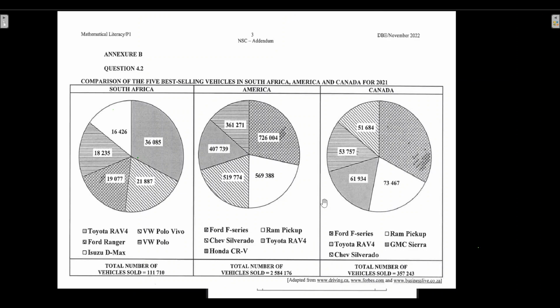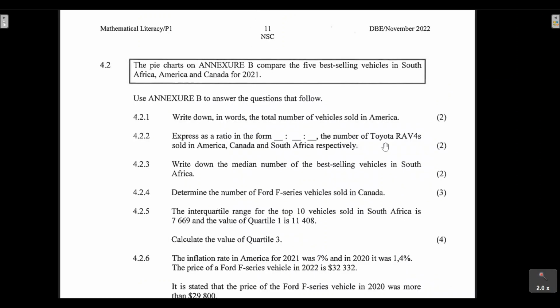Then for the best-selling vehicles in Canada, we've got the Ford F-Series, right? We've got the Toyota RAV4, the Chevy Silverado, the Ram pickup, and the GMC Sierra. These are the top-selling vehicles for all of these countries. We're going to be using this information to help us answer the questions that are given to us here.